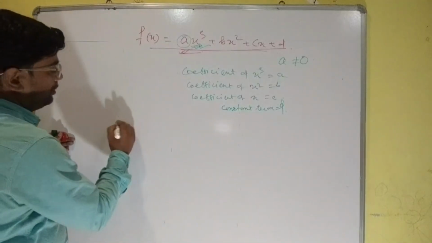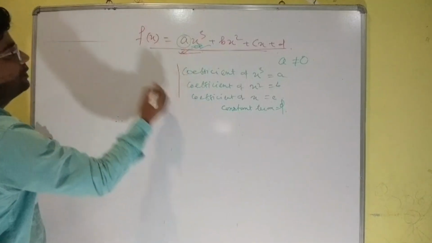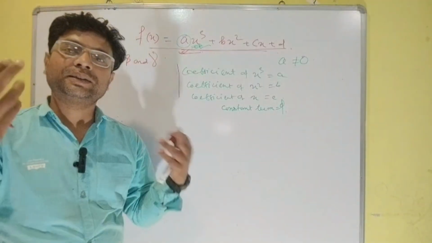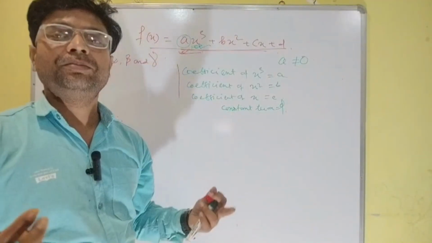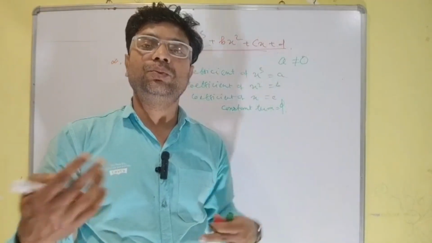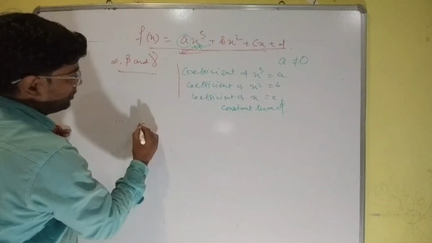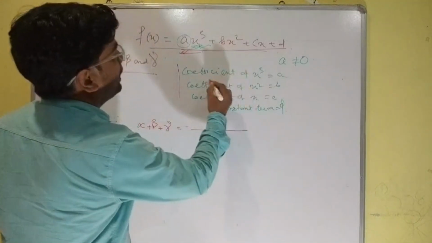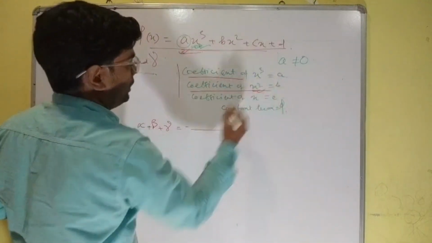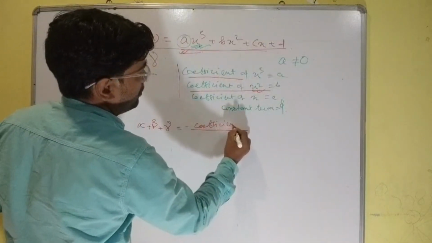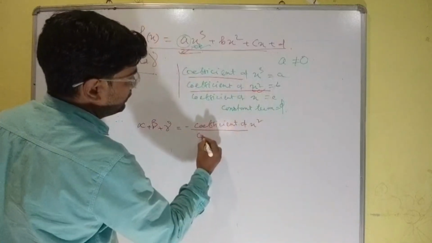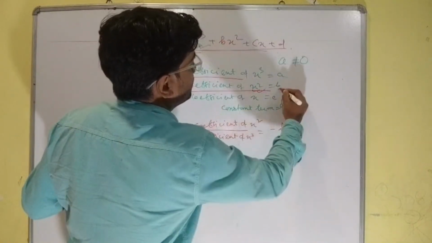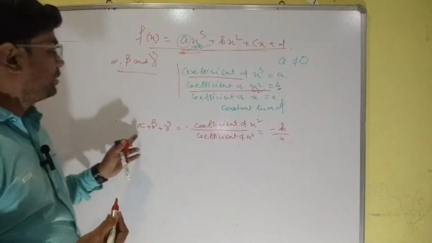Now I am going to observe the relations. First, the sum of the zeros. Let alpha, beta and gamma be the three different zeros of this cubic polynomial. Then the sum of these three zeros, alpha plus beta plus gamma, is equal to minus the coefficient of x square divided by the coefficient of x cube, which is equal to minus b by a. This is the sum of the three zeros.